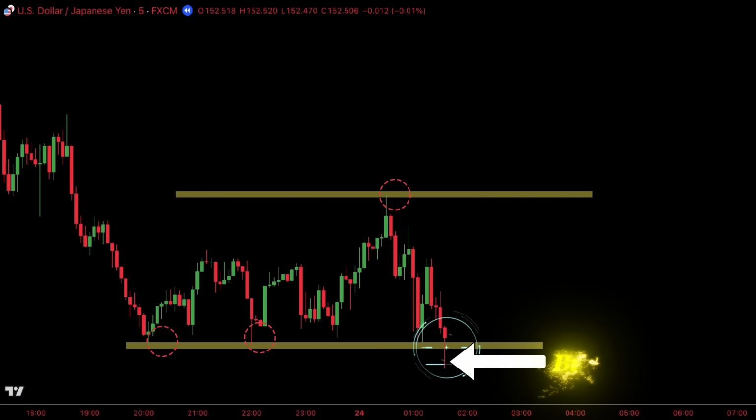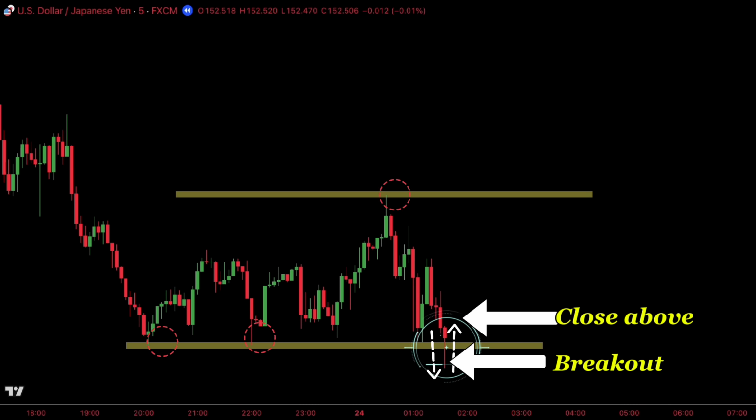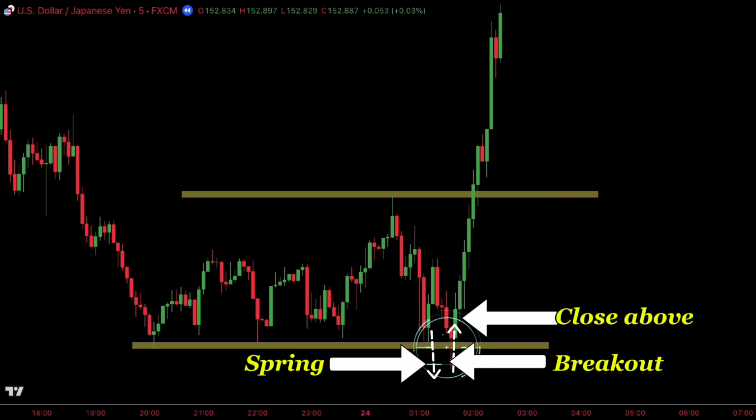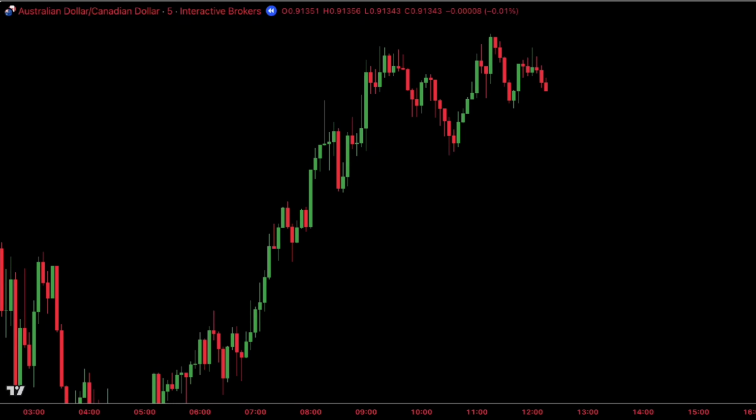The price breaks below the range and then closes back inside it. This is a clear spring. It represents sell-side liquidity that smart money targets before pushing the market higher. Now look at what happens next. The market exits the accumulation phase and starts moving upward, entering the markup phase. Now, look at another chart example.